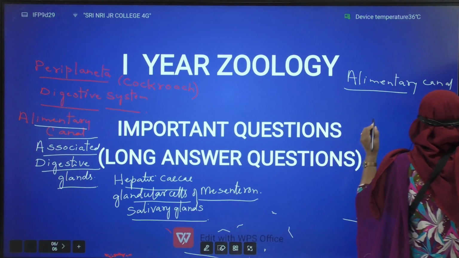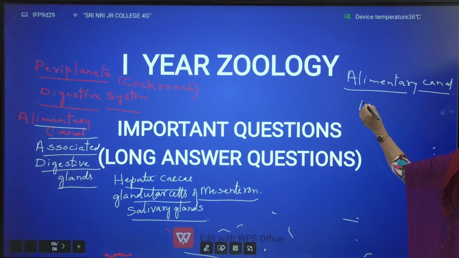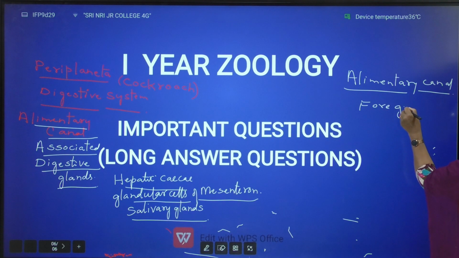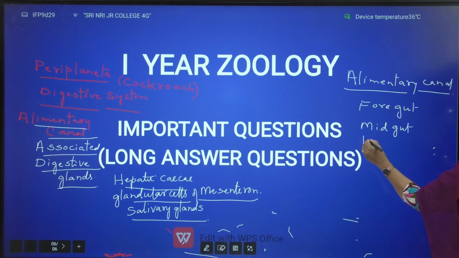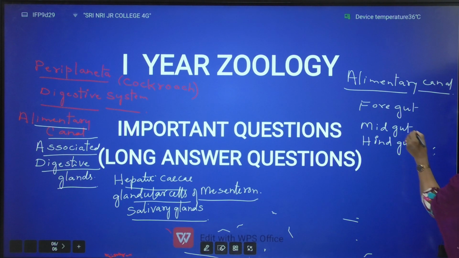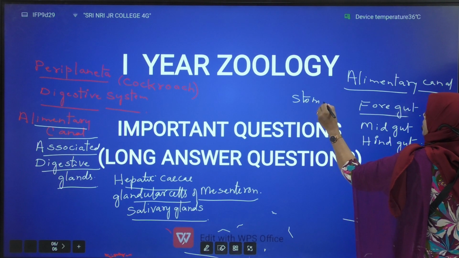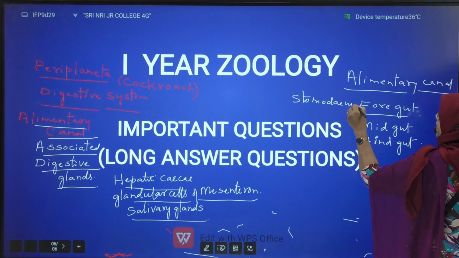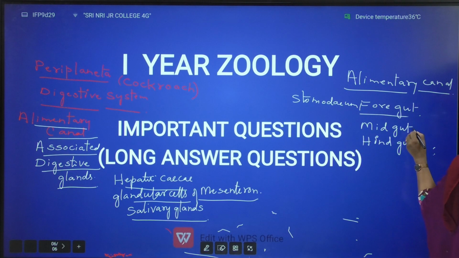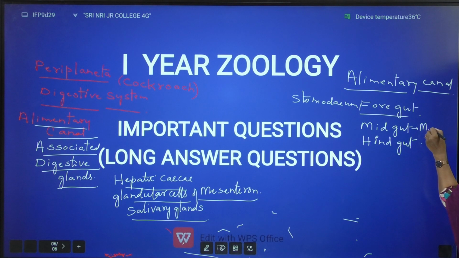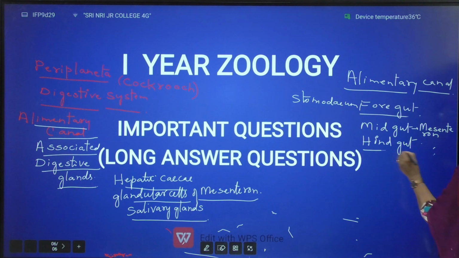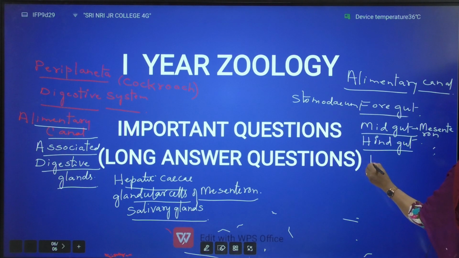Alimentary canal of cockroach is divided into three parts, that is foregut, midgut, and hindgut. Foregut is otherwise called stomodeum, midgut is otherwise called mesenteron, and hindgut is otherwise called proctodeum.